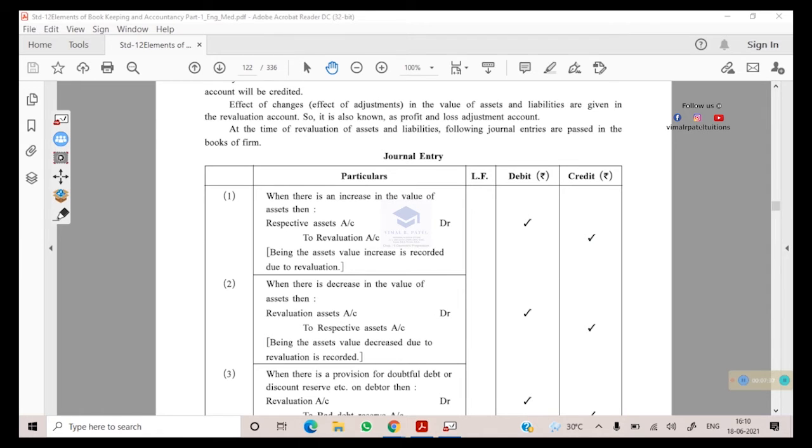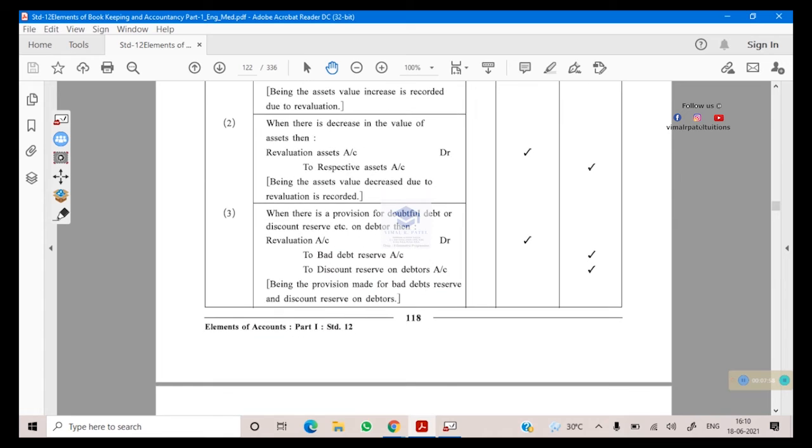If there is an increase in value of an asset, it will be added to the respective asset. An asset will have a debit balance. So the journal entry will be asset account debited to revaluation account because it is a profit. That's why the revaluation account will be credited. If there is a decrease in value of an asset, then the entry will be reversed: revaluation account debited to asset account. Then the entry for provision for doubtful debt, that is BDR, discount reserve, bad debt. So the entry will be revaluation account debited to BDR, to discount reserve, to bad debt.